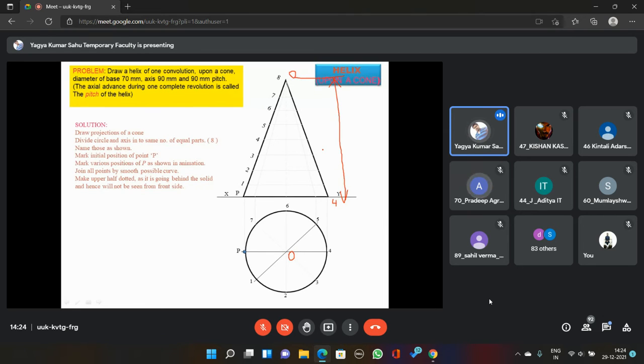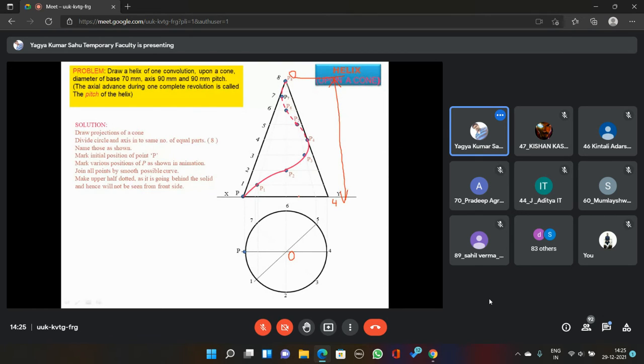Are you getting this one or not? Then write down all the numbers in a proper way, 1 to 8. Now find out the intersection of 1, 1. You'll get 1, 2, 2, 2, 3, 4, and all the numbers. Join in a proper way and you'll get the helical curve.